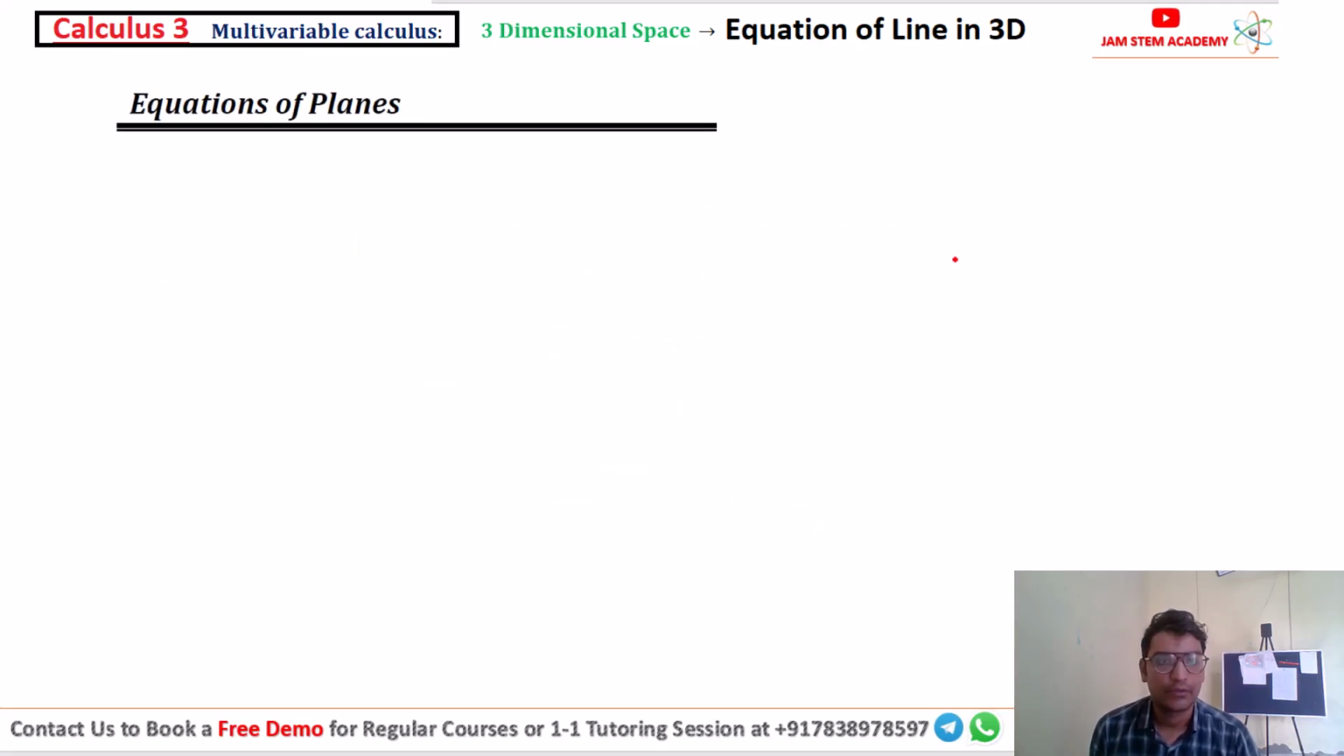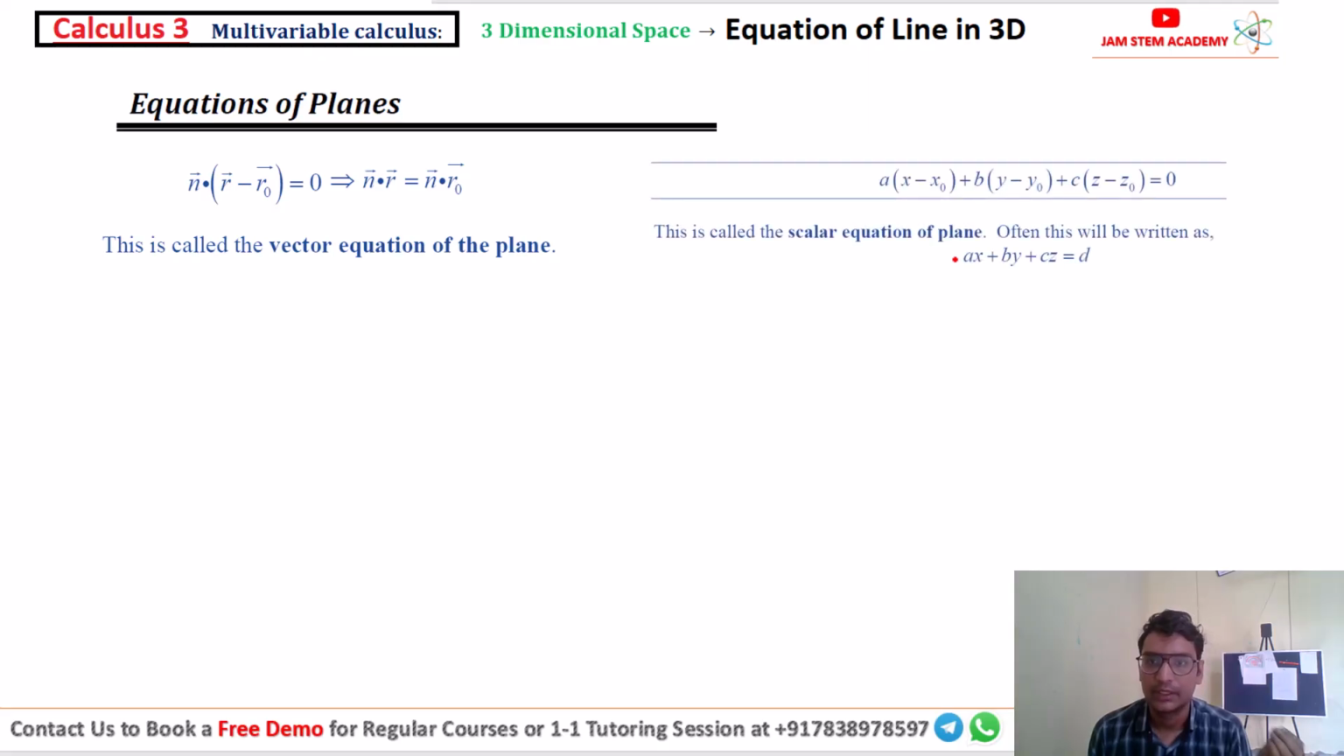Equation of plane. For the equation of the plane, as I said, we have this form, which is the vector form, r dot n equals r naught dot n. The second is this form, which is also called the scalar equation of the plane. Now let's solve a question on this.